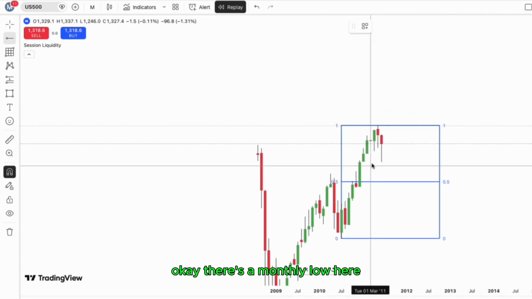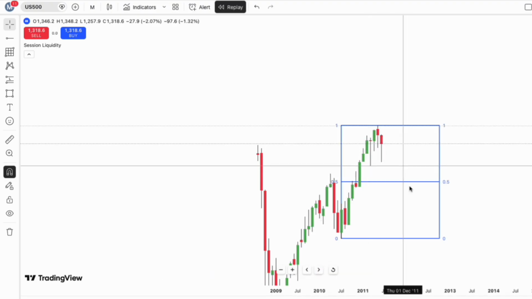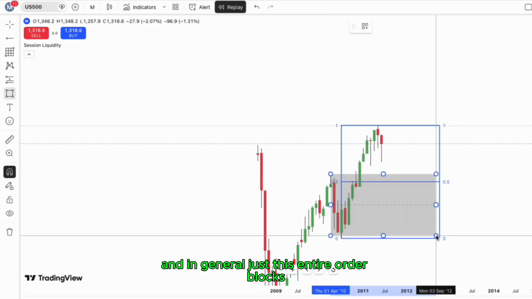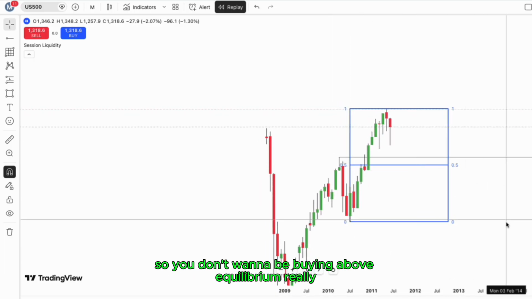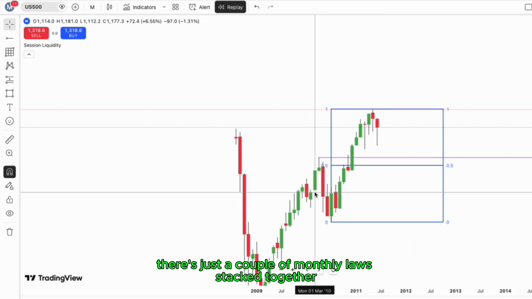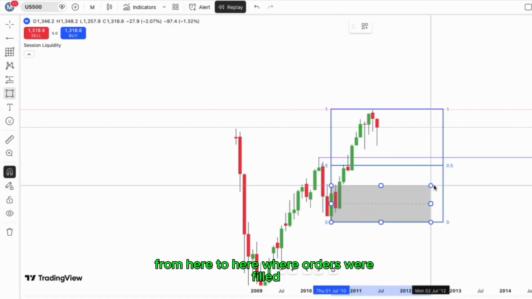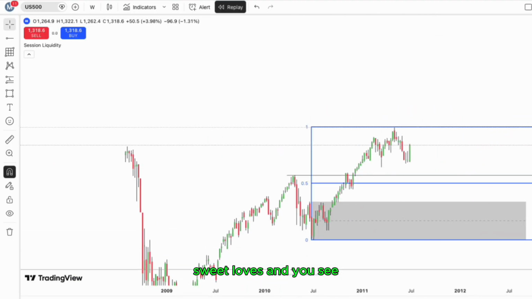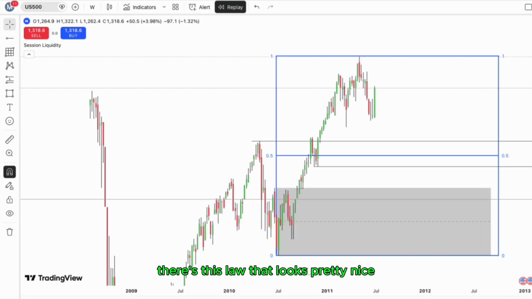Okay, there's a monthly low here, but it's really close to the highs, so you probably don't want to use that one. There's previous all-time highs here, and in general, just this entire order block zone. It's previous all-time highs here, but that's above equilibrium, so you don't want to be buying above equilibrium really. But then there's this order block zone where there's just a couple of monthly lows stacked together from here to here, where orders were filled. Maybe you scale down to the weekly to find some liquidity sweep lows, and you see, okay, perfect. There's this low. That looks pretty nice.